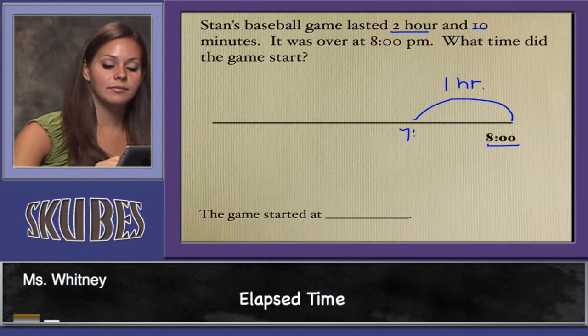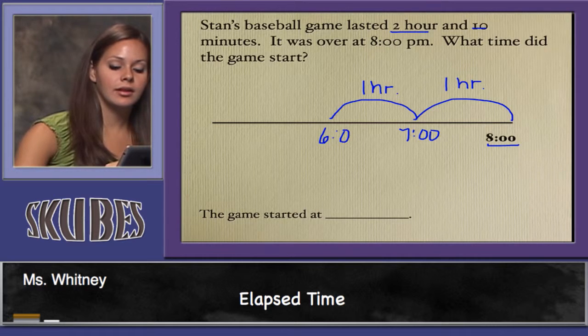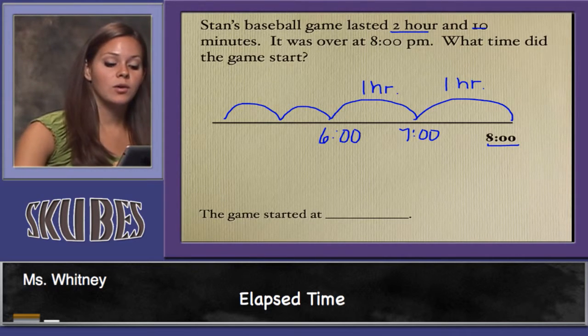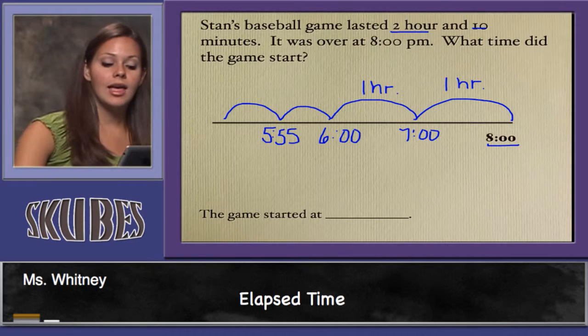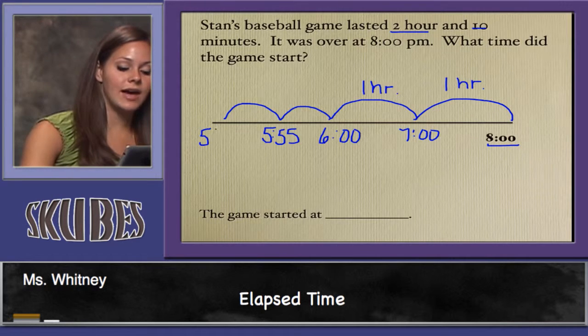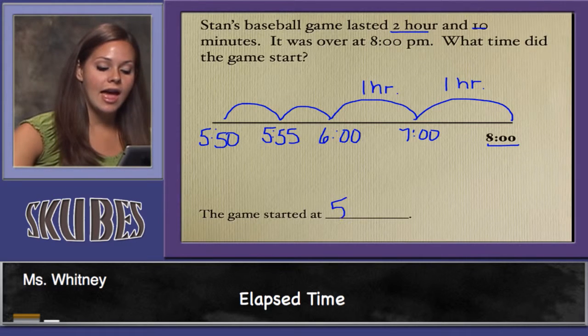It will be 7 o'clock. We jump back another hour. It will be 6 o'clock. Now we need to jump back 10 more minutes. 5, 10. When we jump back 5 minutes, it's 5:55. And another 5 minutes, it's 5:50. So the game started at 5:50 p.m.